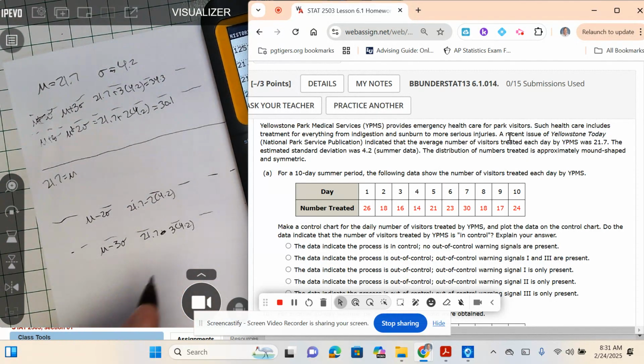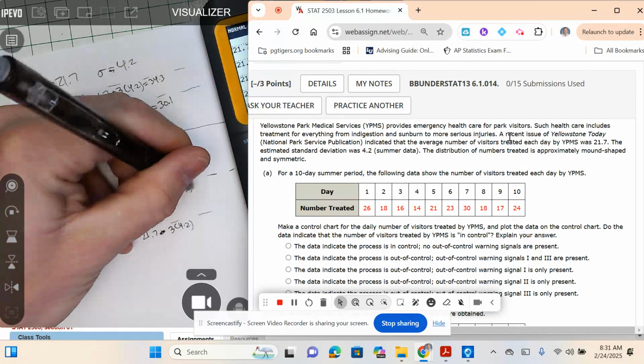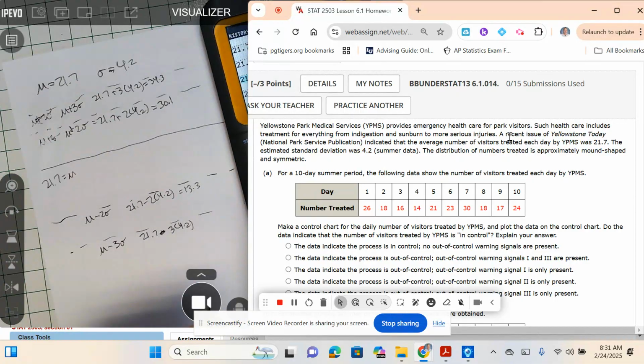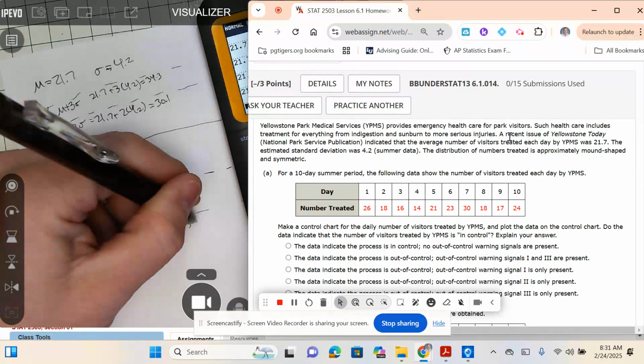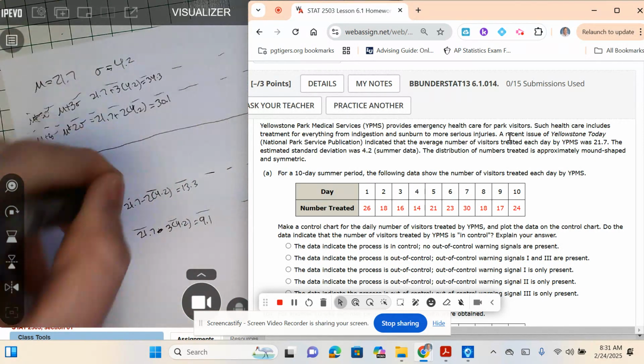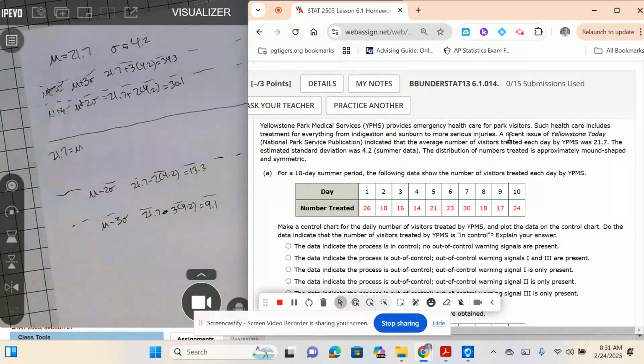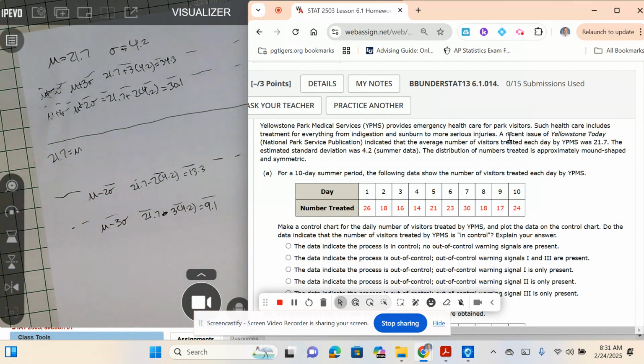So we're all going to have the same out of control boundaries because we all have the same mean and standard deviation. So we're all going to have the same parameters for this. 13.3, 9.1. Every one of us will have the same boundaries. It just comes down to plotting it. I think these are going to probably be similar answers too.